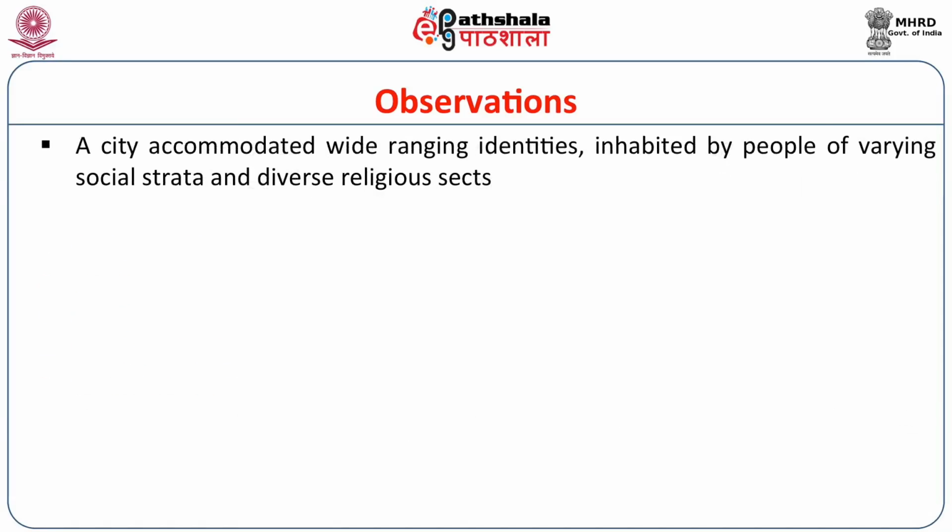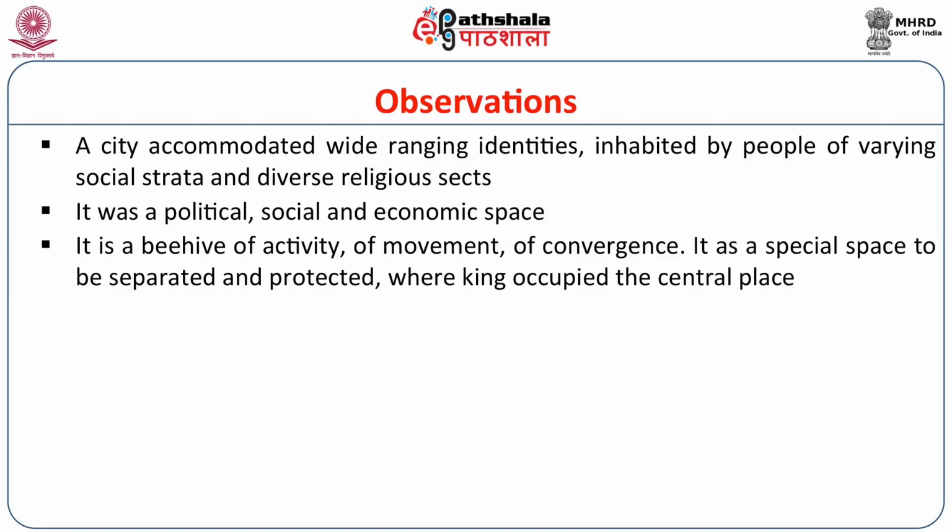Now, the character of the city shows that a city accommodated diversity. A city accommodated different kinds of identities, and there were different types of people inhabiting a city, coming from different social strata and diverse religious sects. So it was a political, social and economic space. An urban center is a beehive of activity, of movement, of convergence. People from different areas are coming and meeting at an urban center.